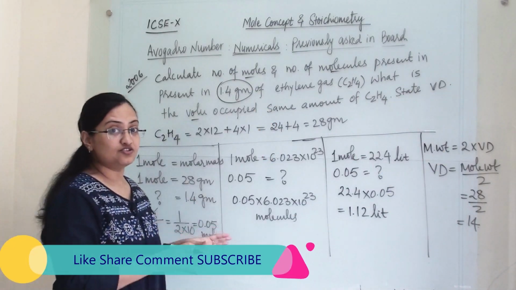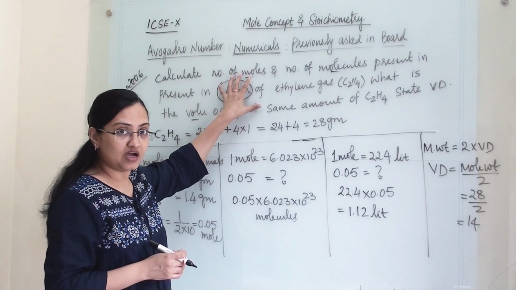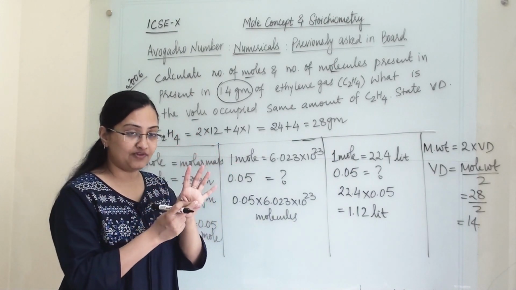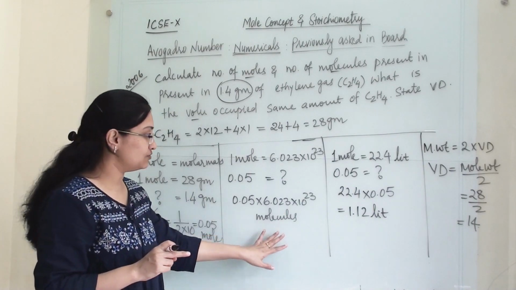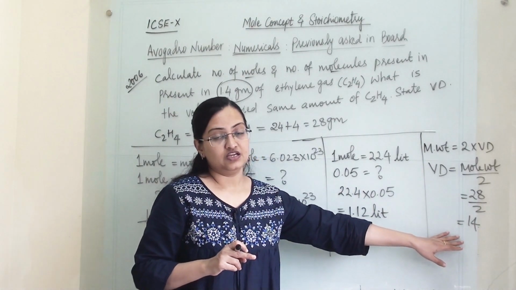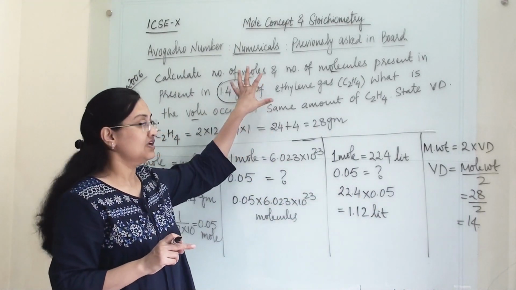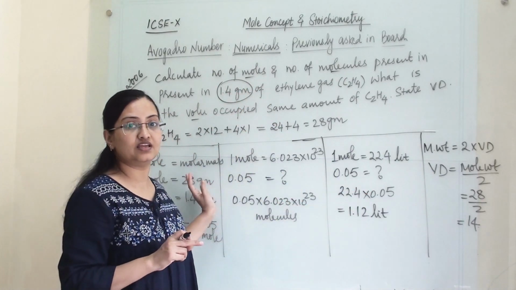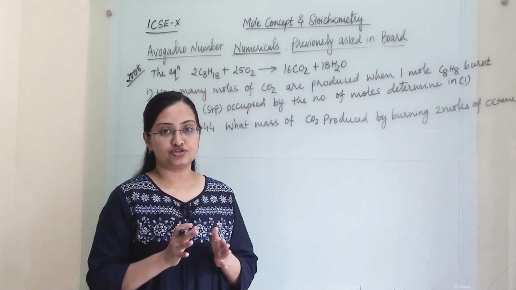So from this numerical you will get an idea that with only one given mass you can find out 5 things. First, molecular weight. Second, number of moles, number of molecules, volume occupied, and then vapor density. So this is how you should calculate a numerical when a mass is given to you, or either of these things has been given to you. Have an idea of how to calculate a particular numerical.